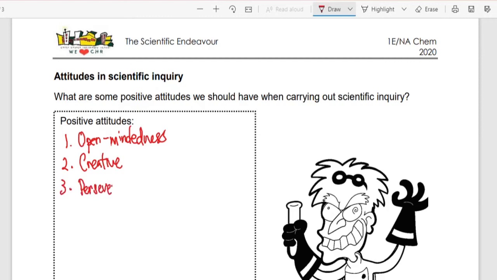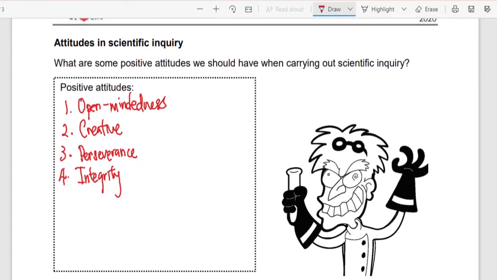Next one, perseverance. Sometimes it will get difficult. It might be difficult to collect your data. The results are difficult to get. Yes, you need perseverance. Next one, integrity. Sometimes you do not get what you want. So do you cheat to get answers? Do you cheat to get what you want? Answer is no. It's important to have integrity.